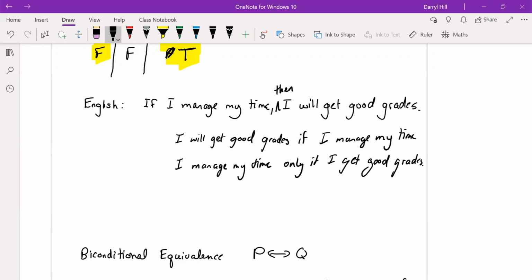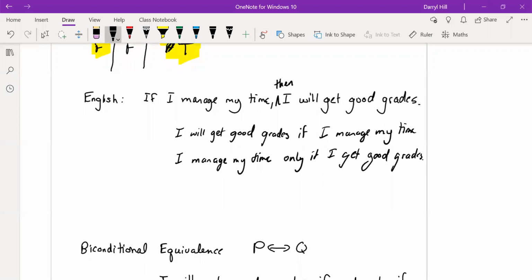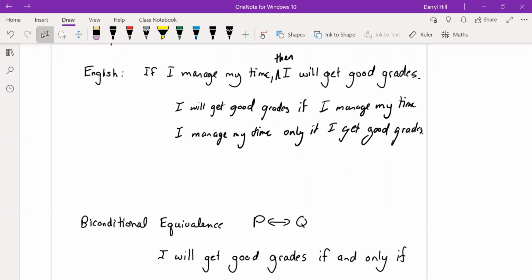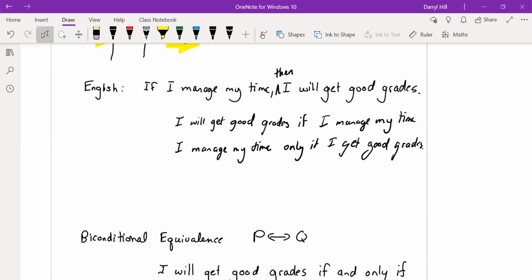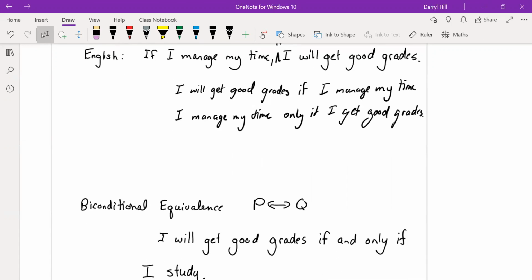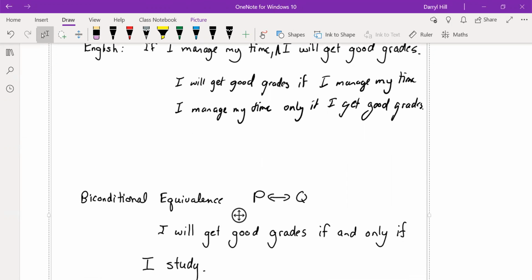All right, so that means for this statement to be true, if I managed my time, then I had to have gotten good grades. Otherwise, the statement would be false. Is there another one? There might have been one more. It's slipping my mind right now.